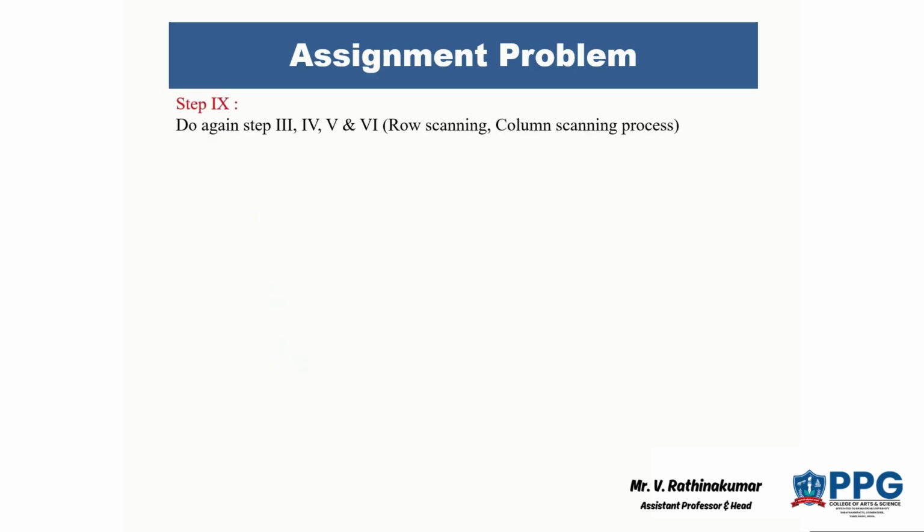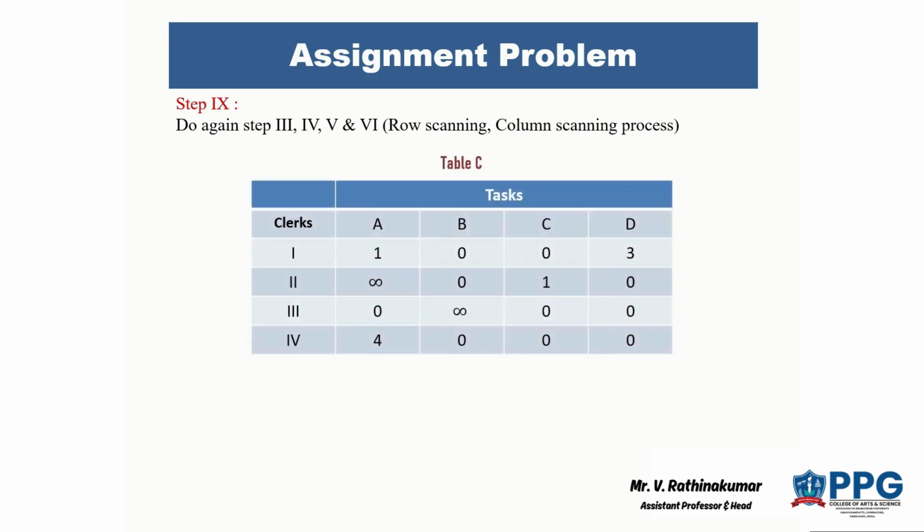Do again steps 3, 4, 5 and 6, this row scanning and column scanning process. The first row, there are 2 zeros, so we will move on to the next row. The second row, there are 2 zeros, so skip that row. The third row, there are 3 zeros. In the fourth row, there are 3 zeros, so we go to the column scanning.